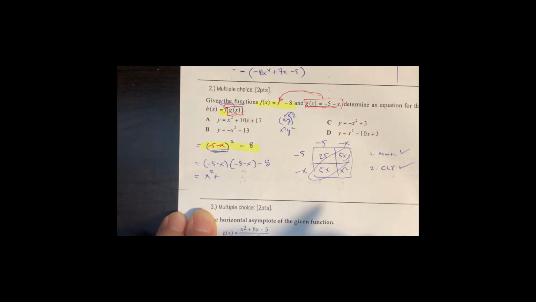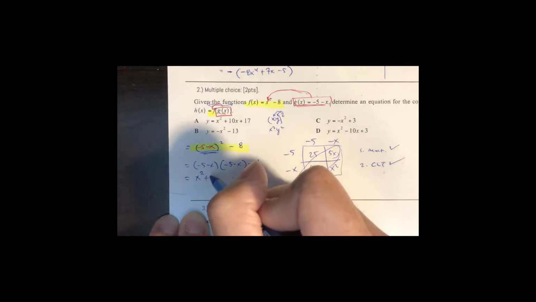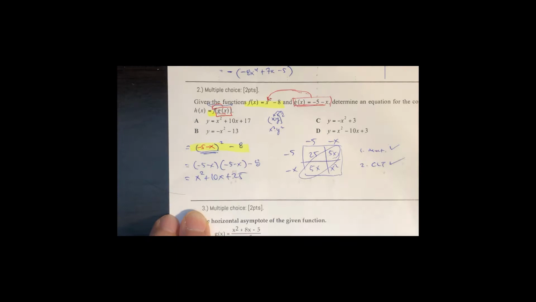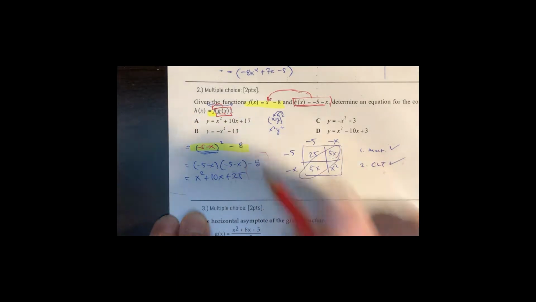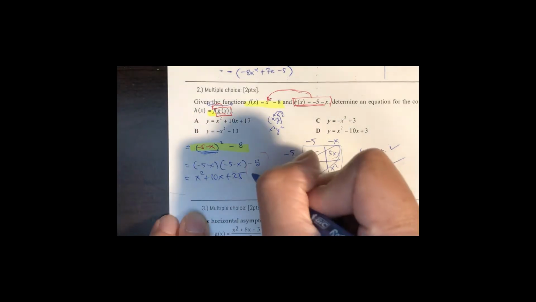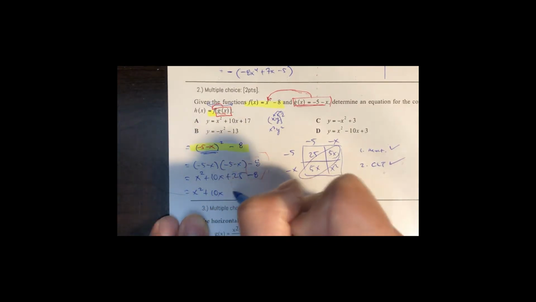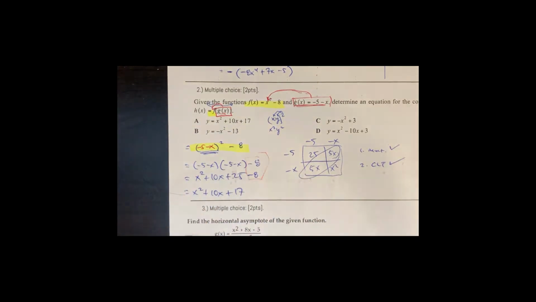Now we're combining like terms. So now we're going to add. So that gives us 10x plus 25. And then here's a common mistake. It's forgetting about that -8. So let's put a -8 right there. So that would give us x squared plus 10x plus 17.